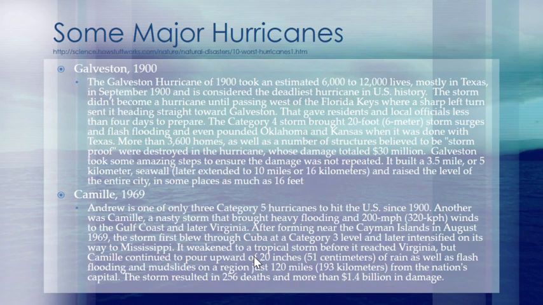Galveston, 1900, the Great Storm. This, of course, hit Texas, killed 6,000 to 12,000 people. And the reason that I put this in here, first of all, it devastated Galveston. I mean, it absolutely wrecked the island, like trashed it. It's why they have a seawall there now.